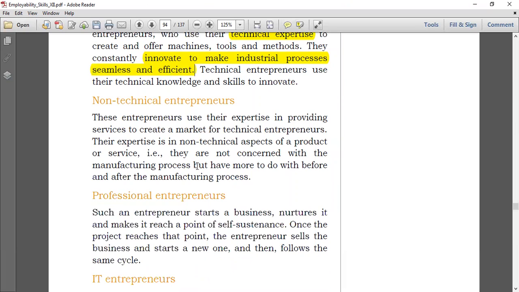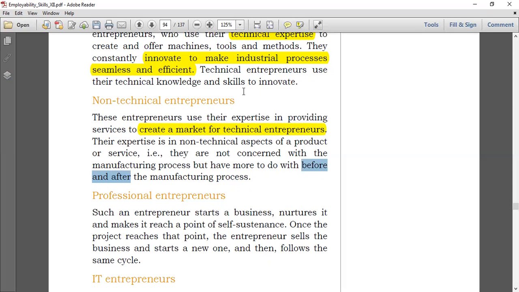Non-technical entrepreneurs use their expertise in providing services to create a market for technical entrepreneurs. So basically, they are helping technical entrepreneurs, right? They are the ones who create a market for the technical entrepreneurs. They are not concerned with the manufacturing process, but they have more to do with before and after the manufacturing process. So this part is important.